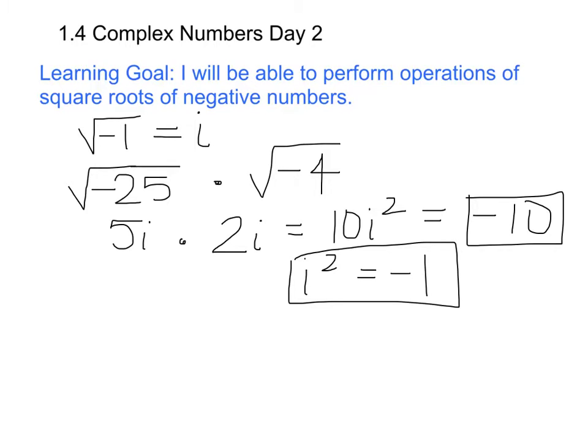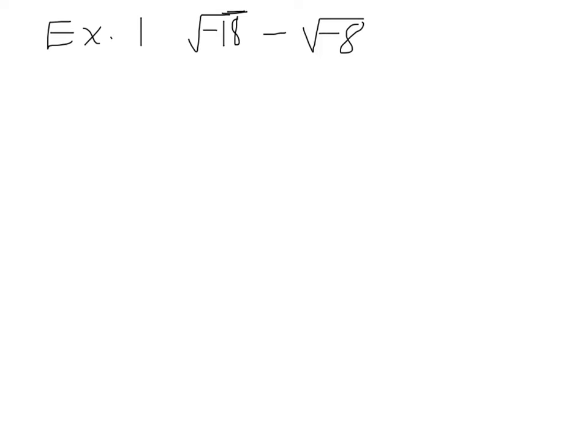So let's try some. Okay, so for the first example, we're going to do square root of negative 18 minus the square root of negative 8. So this one breaks down to the square root of negative 9 times the square root of 2. And the reason why I put the negative with the 9 is because that's the perfect square. So that's 3i radical 2.